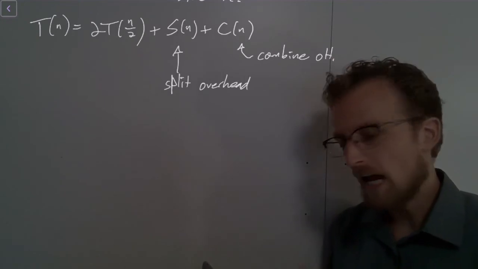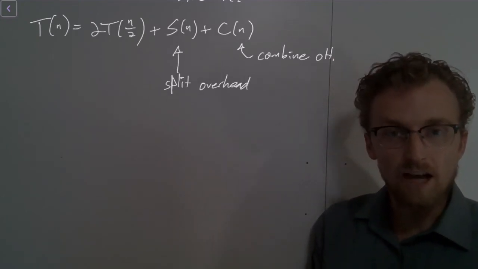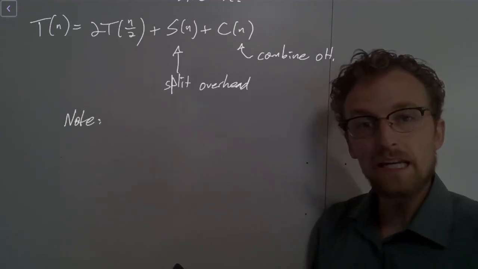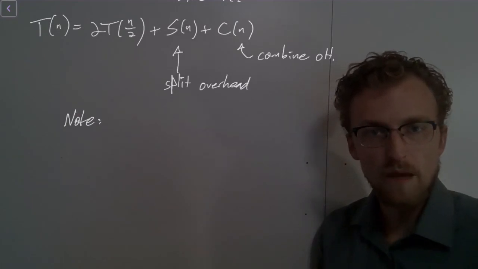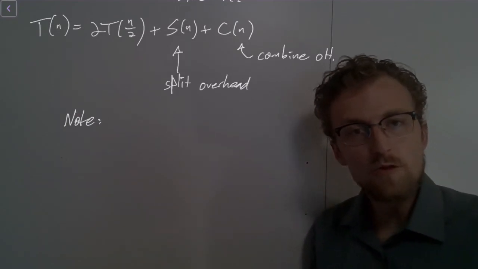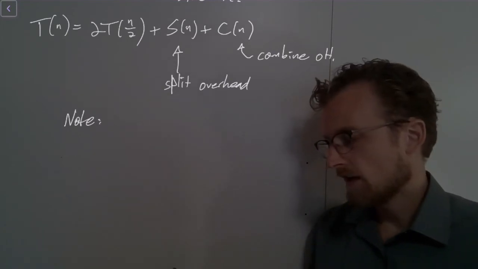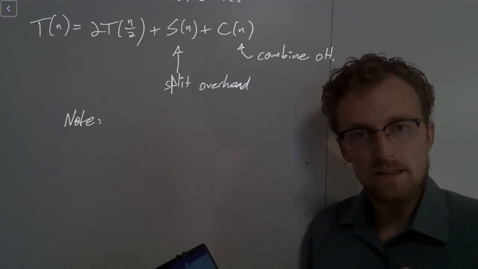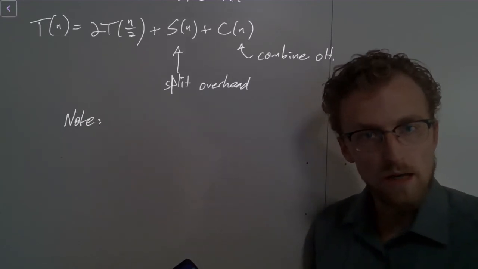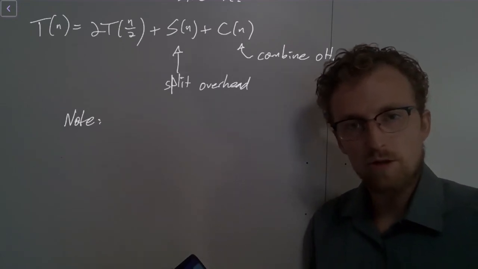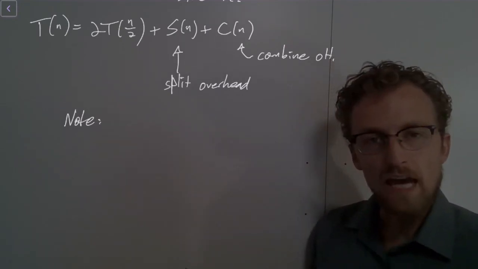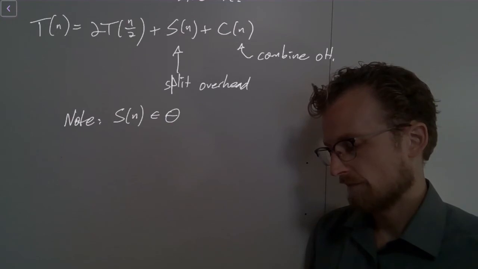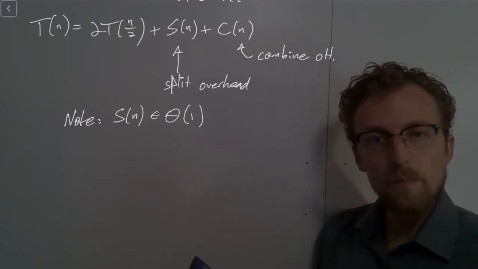First, we could notice that the split overhead is constant time. The question is, do these splitting and combining functions, or algorithms, depend on the size of the input? And the splitting does not. All the splitting has to do is take n, divide it by 2, floor it, and then plug that in as an index. So there's no dependence on n for the S term. So S of n is constant time, because it doesn't depend on how big the array is.